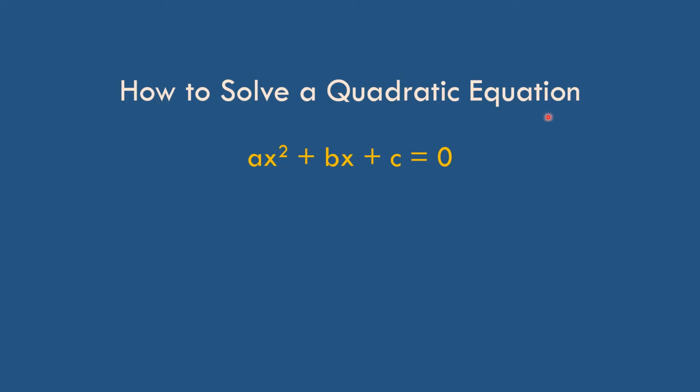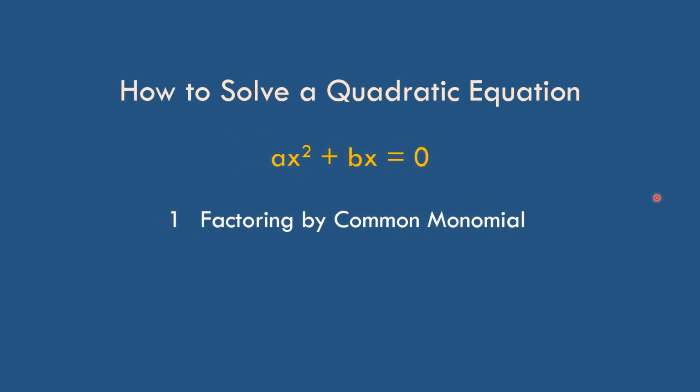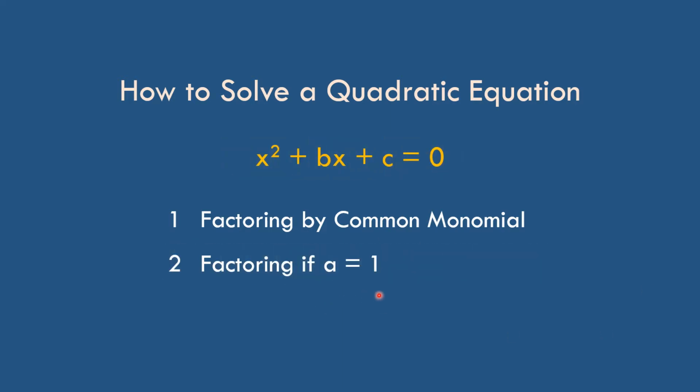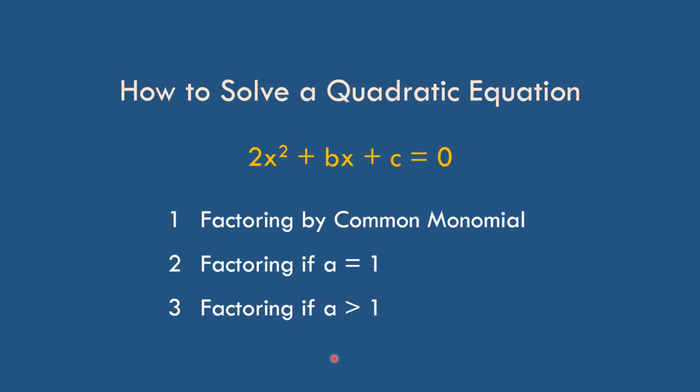How to solve a quadratic equation in the standard form ax squared plus bx plus c equals 0. If the value of c is unknown, we need to use factoring by common monomial factor. And then the second, if the value of a is equal to 1, let us see what could be the solutions for factoring. And then the third, if the value of a is greater than 1, so that is 2, 3, 4, 5, and so on.